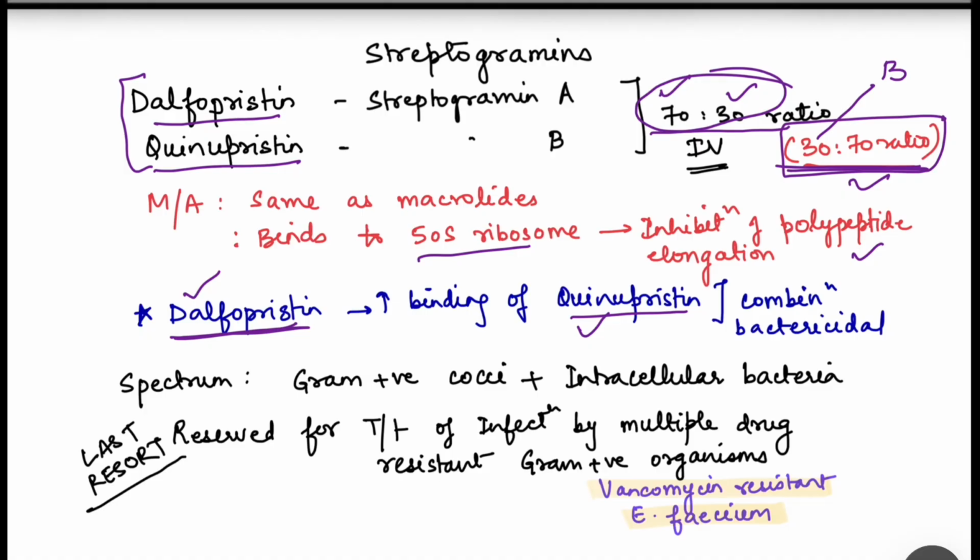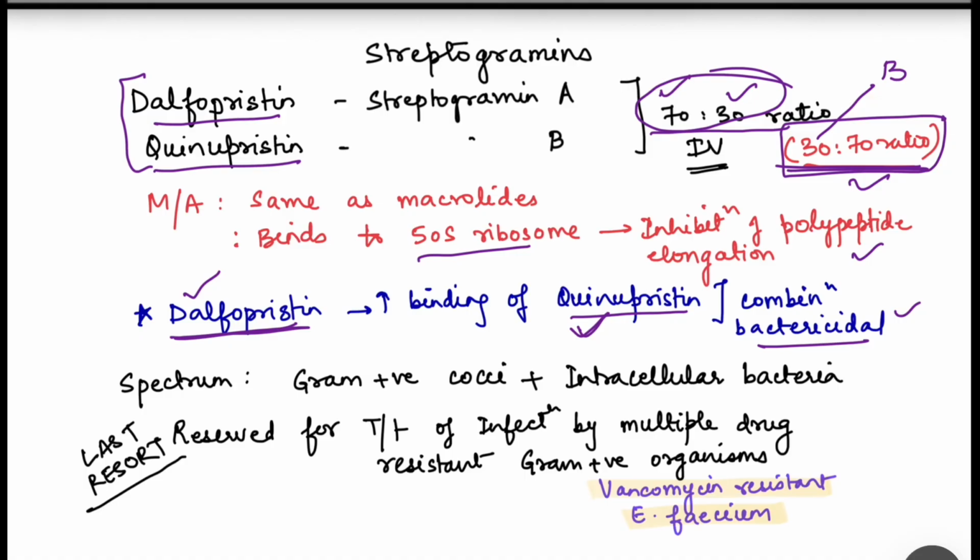So now the same drug becomes bactericidal. When given alone, it is bacteriostatic. It is a protein synthesis inhibitor and most of the protein synthesis inhibitors are bacteriostatic. But when given together, this combination becomes synergistic because of increased binding of quinupristin and this becomes bactericidal.